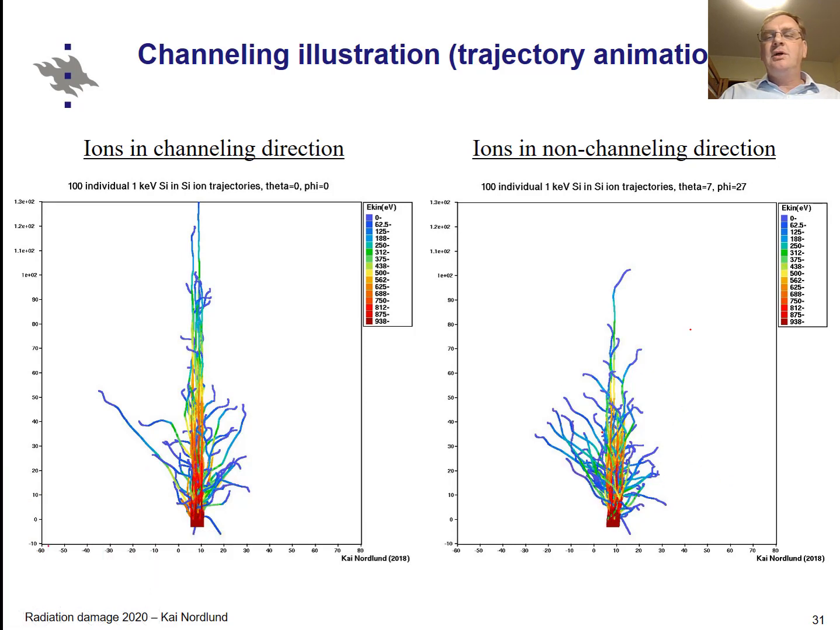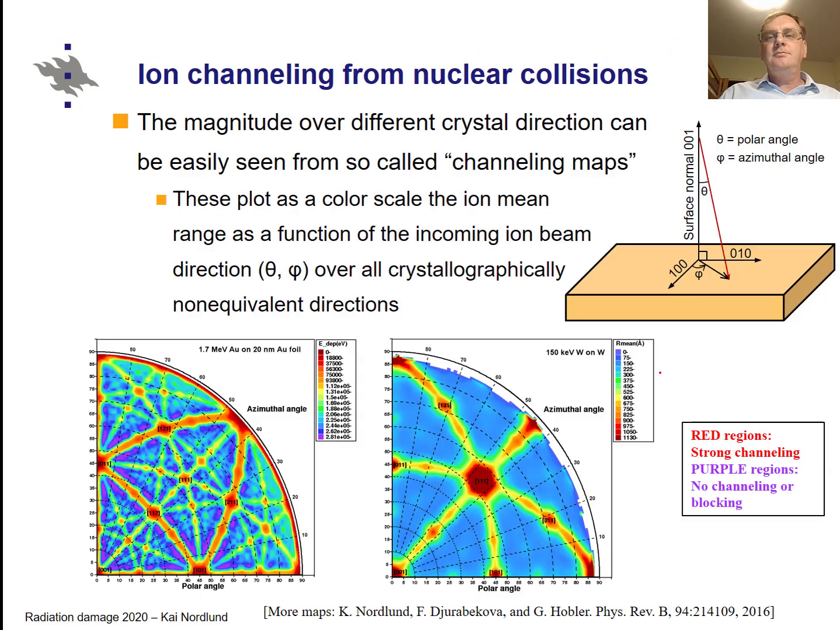much more of the ions go into the so-called random direction and go much less deep, whereas here you see in the channeling condition lots of ions which go pretty deep. And this can be examined systematically. One way of doing this systematically is to go through all crystal directions and plot the mean range or the nuclear energy deposition as a function of the incoming ion direction.